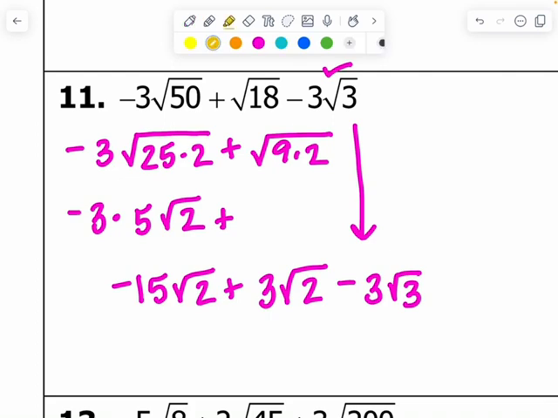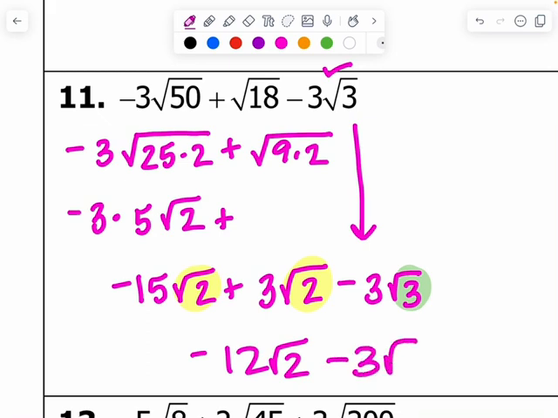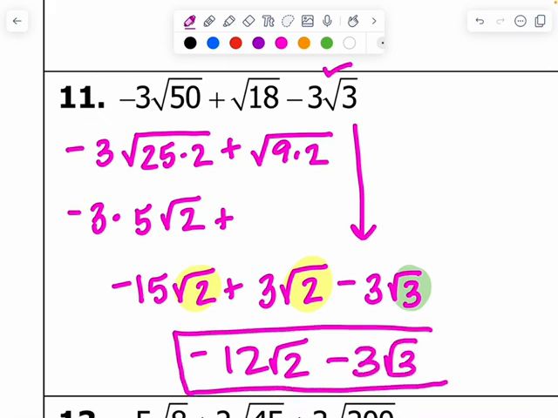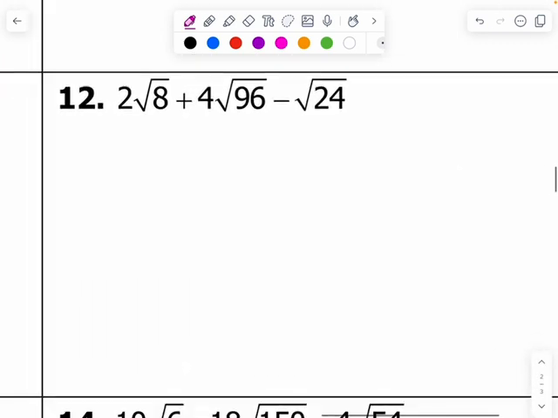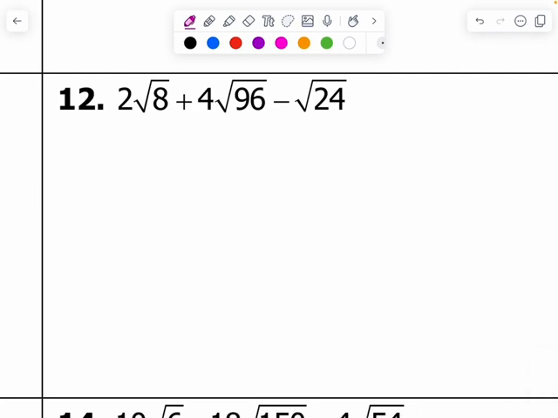Okay, well, we have like radicals here and here, but root 3 is different. Okay, so we can combine these two terms together. Negative 15 square root 2 plus 3 square root 2 is negative 12 square root 2. And then minus 3 square root 3 can't be combined, so we have to keep it separate. Okay. All right, your job is to pause and work on number 12 and then press play when you think you have an answer.